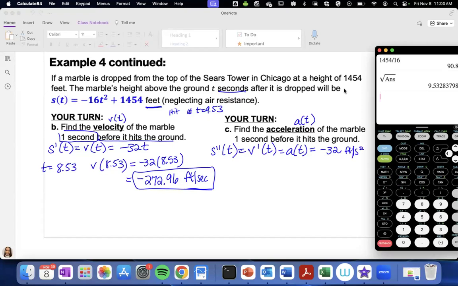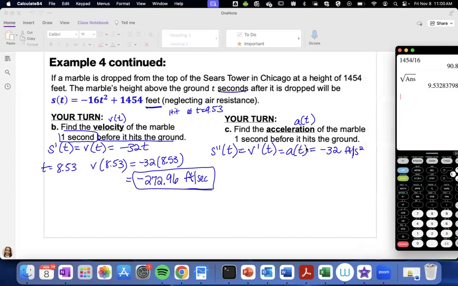Now, let's go ahead and find the acceleration 1 second before it hits the ground. So I need to find A of what value for t? 8.53. Does that make sense or no? Yeah? Okay. Let's see more nods. 8.53 is 1 second before it hits the ground. So pop it in. What do you think the acceleration is at 8.53? Negative 32. There's no t there. So it's still going to be negative 32 feet per second squared. Do you understand? When acceleration's a constant, it's that for every t value.